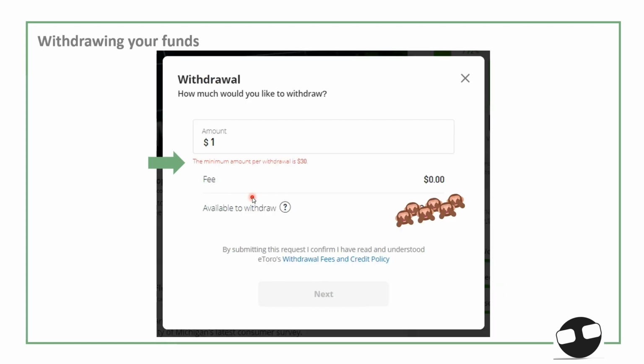And then for withdrawing funds, again, you can just dummy entry $1 here, and then eToro would suggest the minimum amount per withdrawal. That's going to be $30. So you can just input the amount here and then click next.